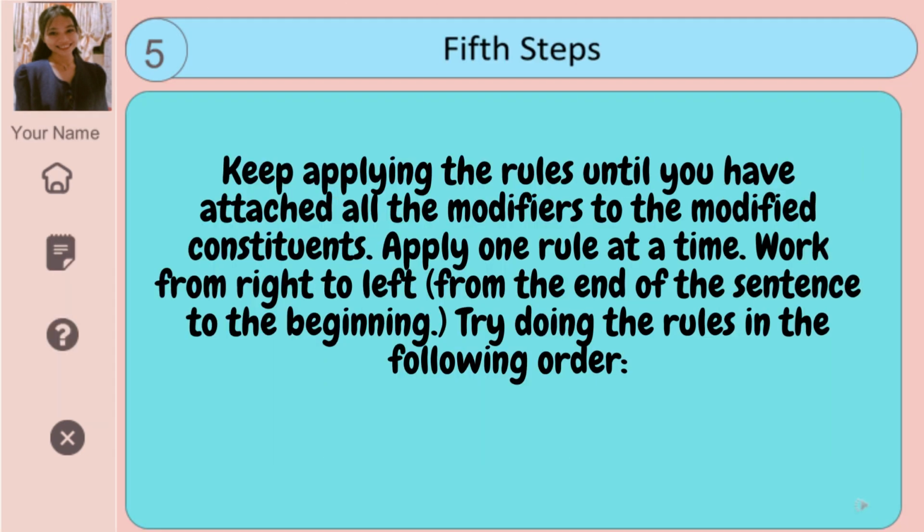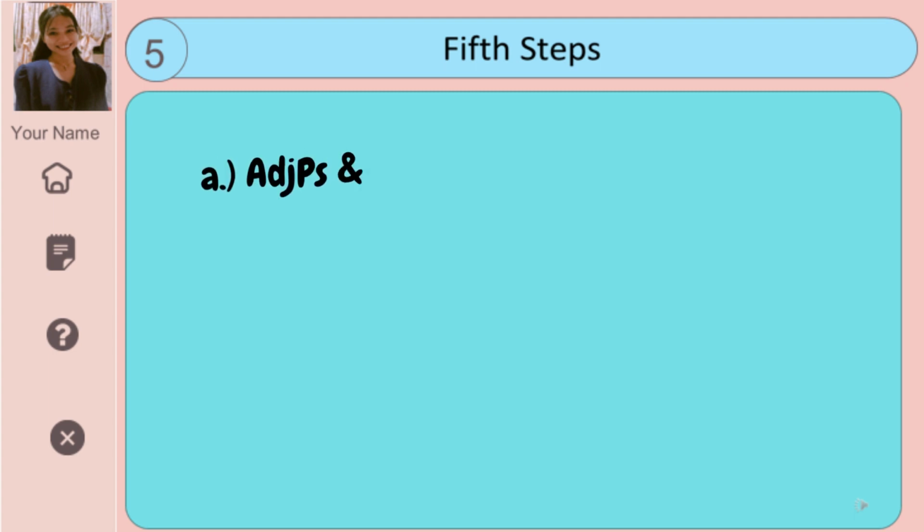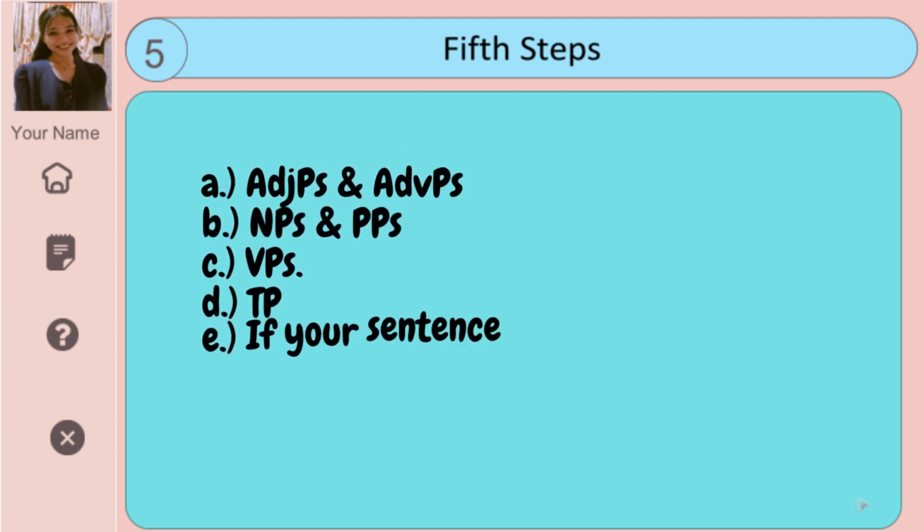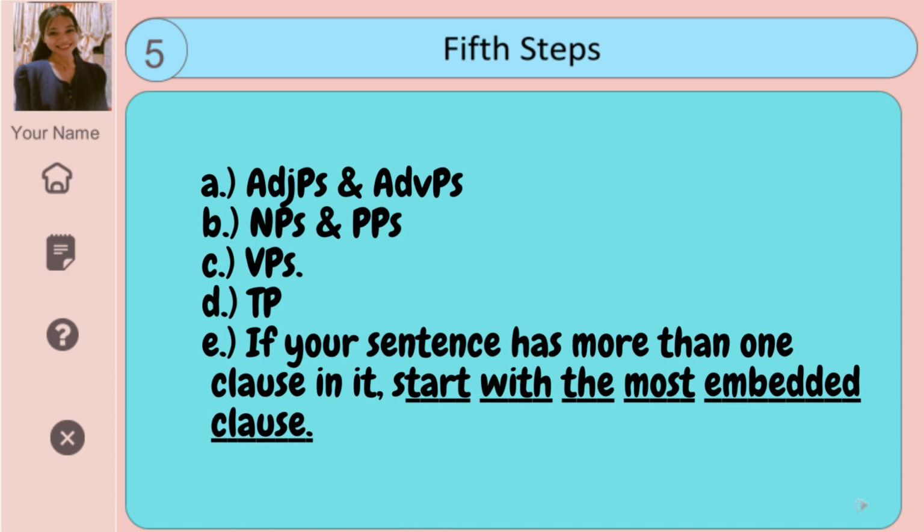Fifth step. Keep applying the rules until you have attached all the modifiers to the modified constituents. Apply one rule at a time. Work from right to left, from the end of the sentence to the beginning. Try doing the rules in the following order. A. Adjective phrase and adverb phrase. B. Noun phrase and prepositional phrase. C. Verb phrase. D. TP, and E. CP. If your sentence has more than one clause in it, start with the most embedded clause.